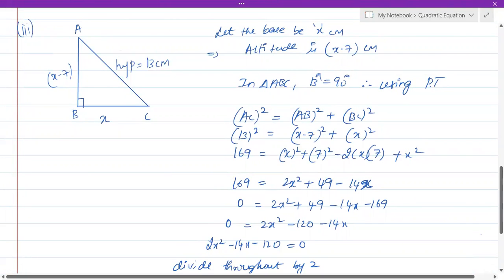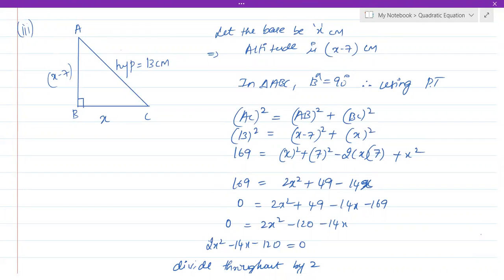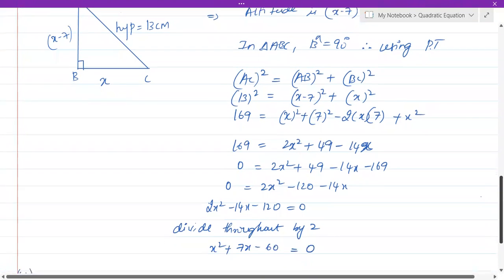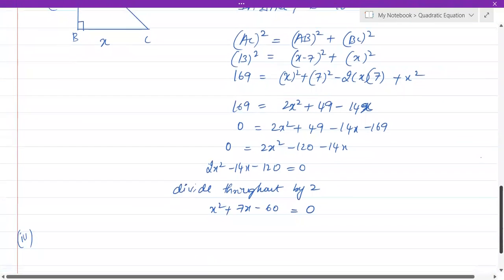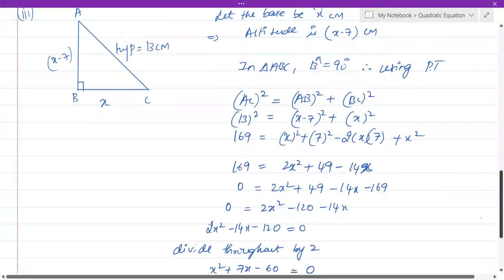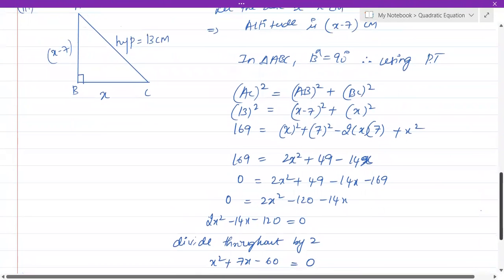So this is the right angle triangle that I've taken, ABC. B is 90 degree. I have taken BC to be X and AB is X minus 7 because the altitude is 7 centimeter less than the base, and AC is the hypotenuse, that is equal to 13 centimeter. Since it's a right angle triangle, we can use Pythagoras theorem. Therefore, AC square will be equal to AB square plus BC square. And substituting the values of AC, AB and BC, we get the quadratic equation. So this is the answer. If it was not visible, I'm sorry about that.